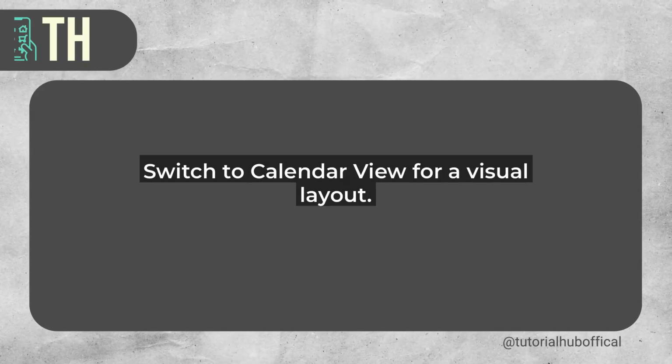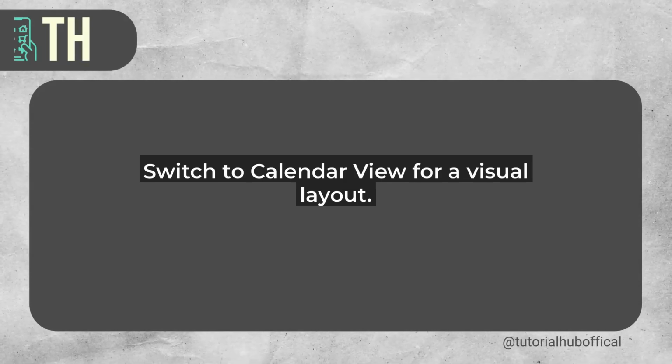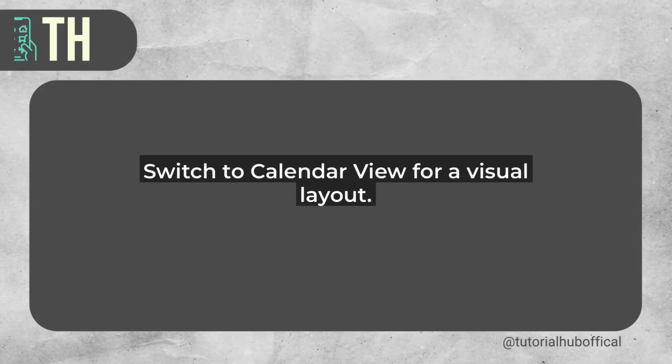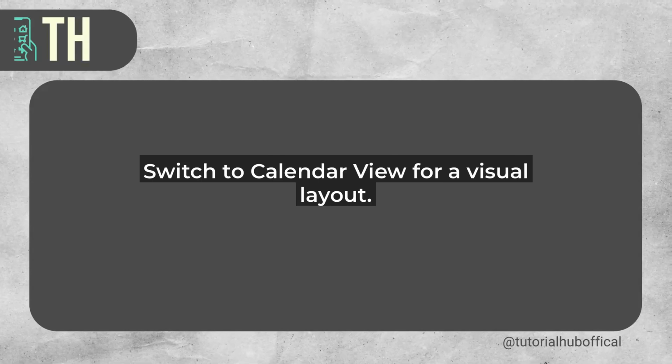To turn this into a visual calendar, go to the Views menu and select Calendar View. This 2025 update allows for more customization, such as color coding events or setting recurring items.